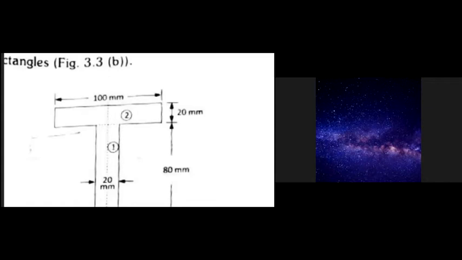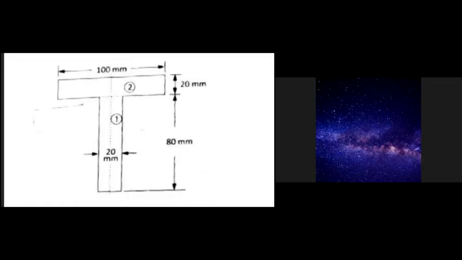The dimensions of this T section: this flange is 100 mm wide and its thickness is 20 mm, and this vertical column has a uniform thickness and its height is 80 mm. Here we have to find only the y component, because it is symmetrical about the y axis. First divide this into two components: this bottom vertical rectangle is the first component, and this horizontal rectangle is the second part.